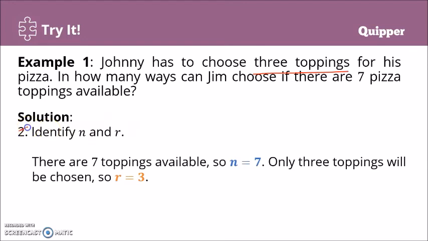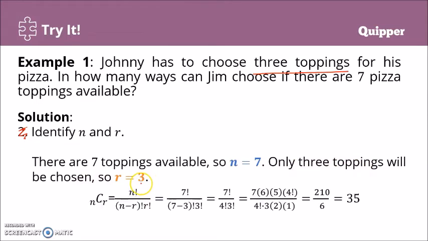Okay, so, paano ba yan? Let's identify n and r. So, there are 7 toppings available. So, our n equals 7 and only 3 toppings will be chosen. So, that's r equals 3. So, we have nCr. Okay. Substituting that, we have 7 factorial over 7 minus 3 factorial times 3 factorial. Pwede namang diretso na sa calculator. Ang ilagay, we have 7 and then C and then 3. So, you should get 35.